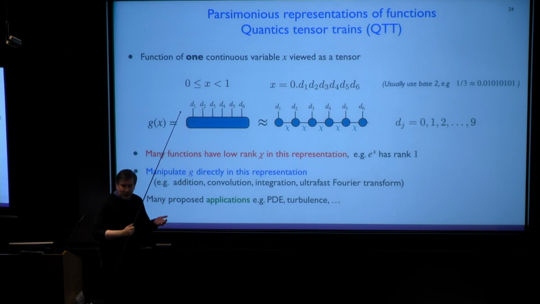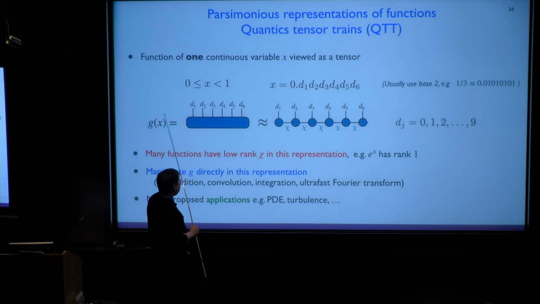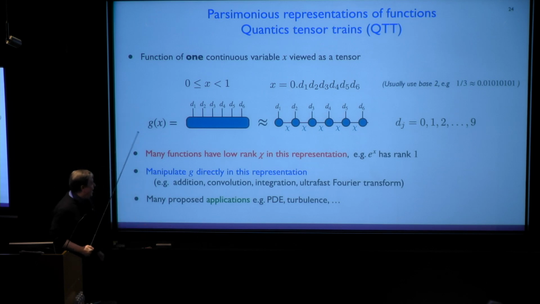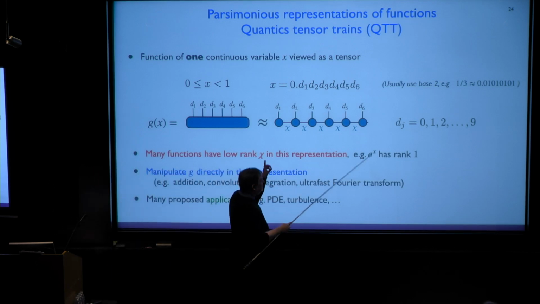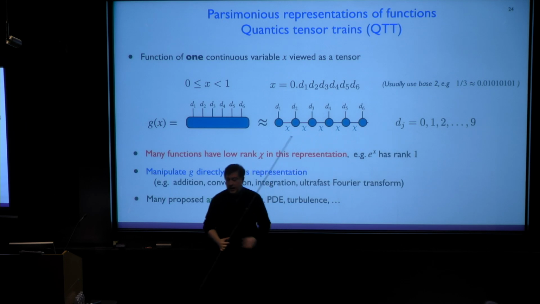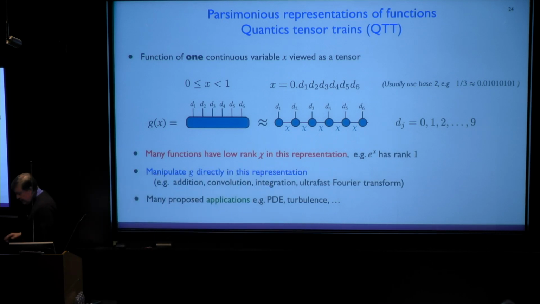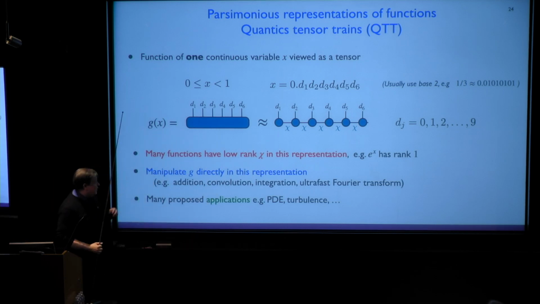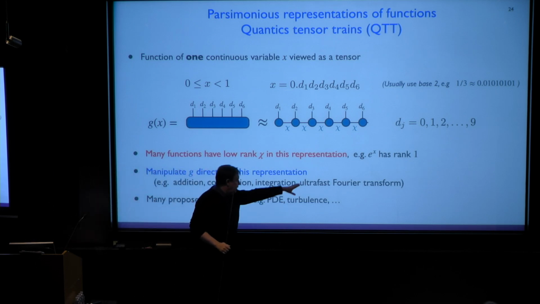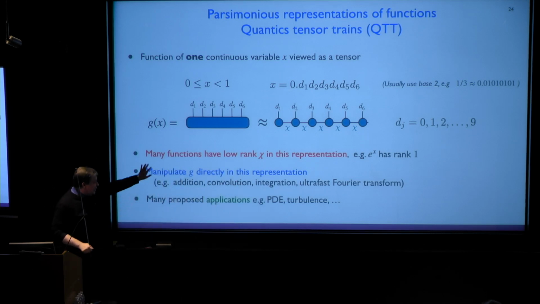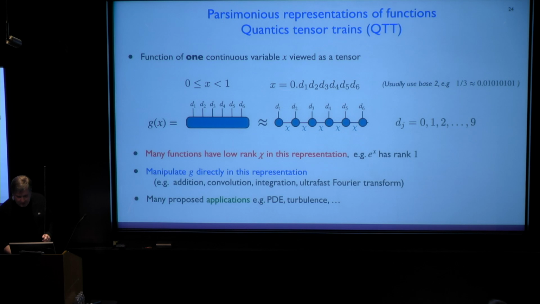That's certainly true. The remarkable thing is that for many functions, this tensor is actually low rank, which is not obvious, but true. For example, if you think about an exponential, you can, by direct inspection, see that in fact it has rank 1. And you can represent any exponential, any crazy oscillating exponential, in this representation with a very low rank. Also, many functions, I will show a couple of them in a second, can be used in this representation. Also, the function can be directly manipulated in these representations: convolve, integrate, or do what people call ultra-fast Fourier transform. And this has many proposed applications. It has raised a lot of interest recently.